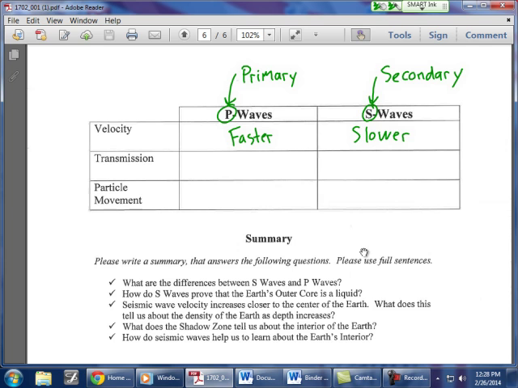And then transmission, what this is talking about is what it's able to pass through. So P waves can pass through solids? What do you guys think? Yeah. Pass through solids, liquids. Can they go through gases? They can, but we're not going to worry about that. So that's the P waves. Secondary waves can only pass through solids.